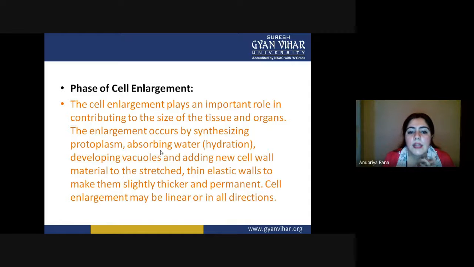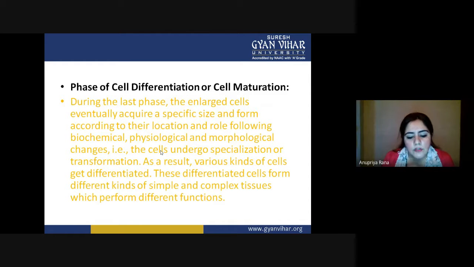In this way, the cell enlarges, which may be linear or in all directions. After getting all these components, the cell can enlarge in all directions. After cell enlargement, we will have the phase of cell differentiation or cell maturation. So what happens during cell differentiation? This is the last phase, and basically, in this, the enlarged cell eventually acquires a specific size and form according to their location and role, following biochemical, physiochemical, and morphological changes.